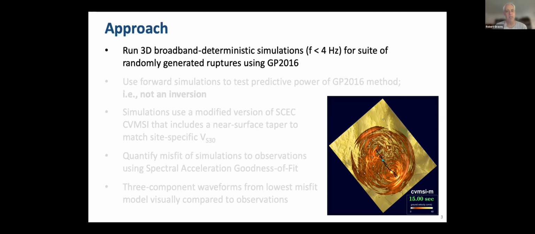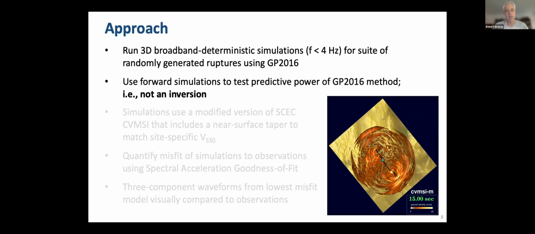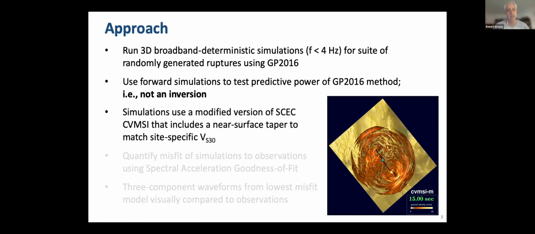This is guided by the dynamic ruptures. The approach we're taking here is to run 3D broadband deterministic simulations, up to about 4 Hertz, for a suite of randomly generated ruptures using the GP 2016 method. Now, keep in mind, we're using forward simulations to test the predictive power of the GP 2016 method. So this is not an inversion. We're basically trying to apply the method as we would for a future scenario type earthquake. But it is, in a sense, a validation of the methodology within that framework.